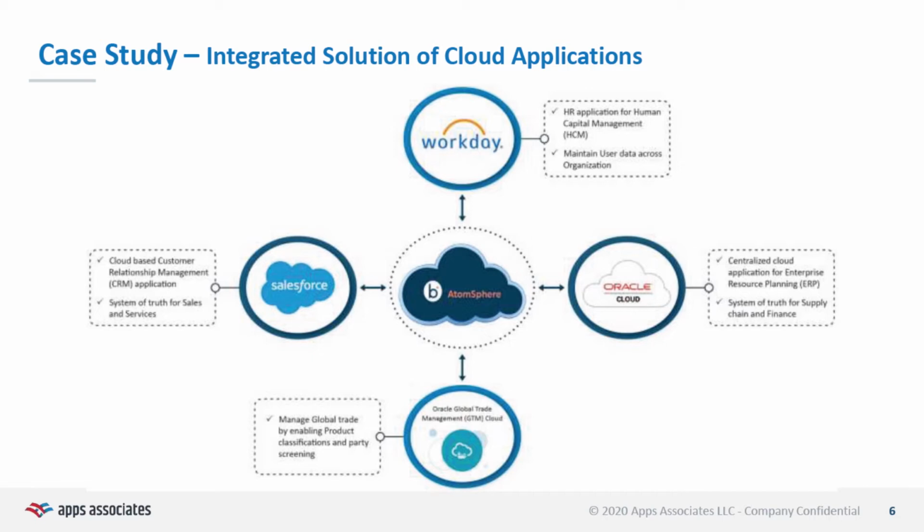At the bottom, we have Oracle GTM. This is being used to manage global trade activities with product classification and party screening. And towards the right, we have Oracle Cloud ERP, which is the centralized cloud application for enterprise resource planning, ERP, activities in the organization. This is the system of truth for all supply chain and finance activities, among others.